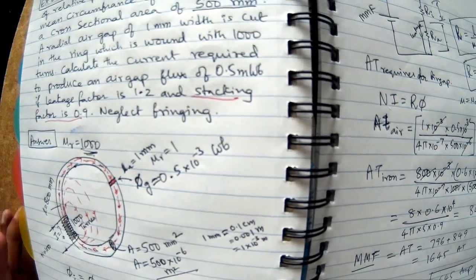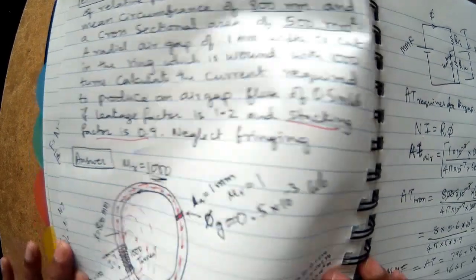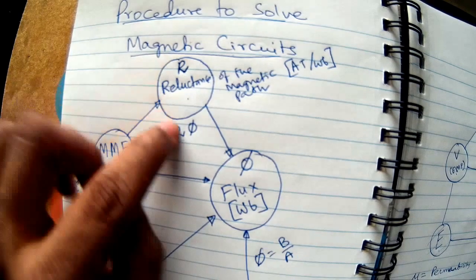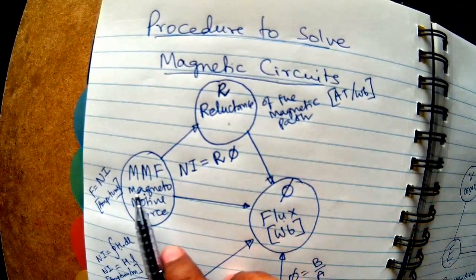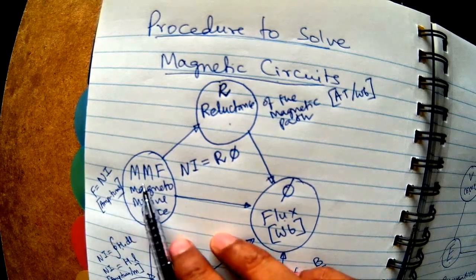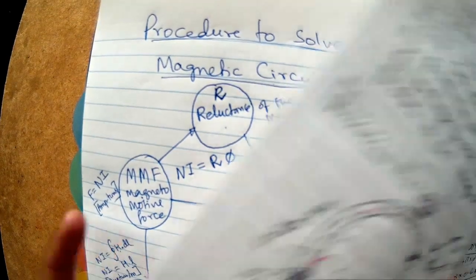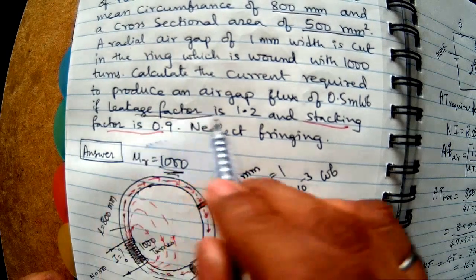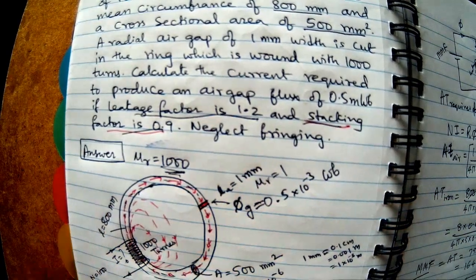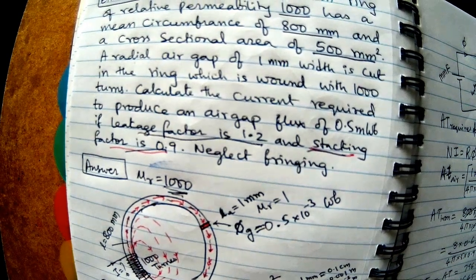I hope you got the problem. The problem is nothing but the flux is given and the values required to calculate the reluctance are given. From these two you have to find out the ampere turns and then simply divide by turns to find out the amperes. So this diagram is useful for understanding and solving this problem. Again, there are some minor details, that is leakage factor and stacking factor, etc., that we have to take care of while entering them into the formula.